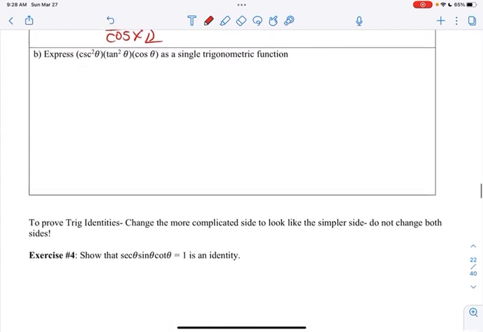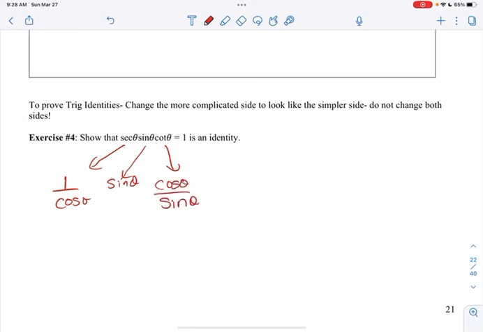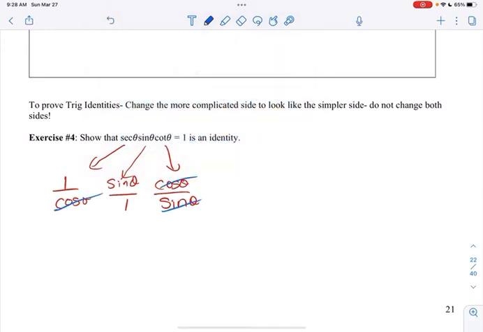All right, I'm going to skip this one. And to prove trig identities, change the more complicated side to look like the simpler side. Do not change both sides, so that's pretty important. So I have secant of theta is 1 over cosine. Sine is just going to be sine. And cotangent is just going to be cosine over sine. All right, so let's see what we can cancel out. I got the cosines canceling and I got the sines canceling. Oh, I did it because I had equals 1 on the right and now I have equals 1 on the left.